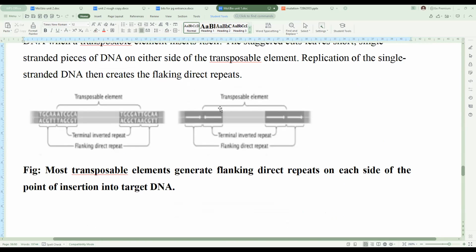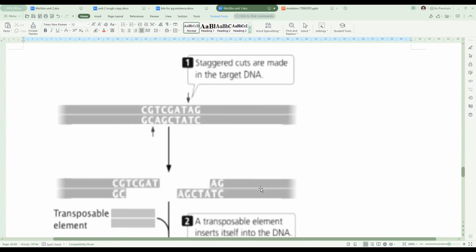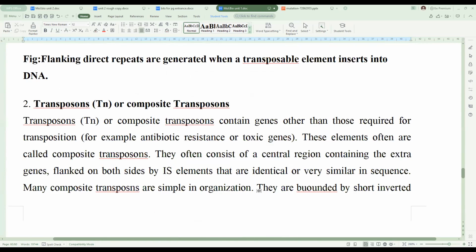What is a part of a transposon? Only inverted repeats are part of a transposon. Direct repeats are not part of a transposon. Am I clear here? Without your interaction, it is difficult.